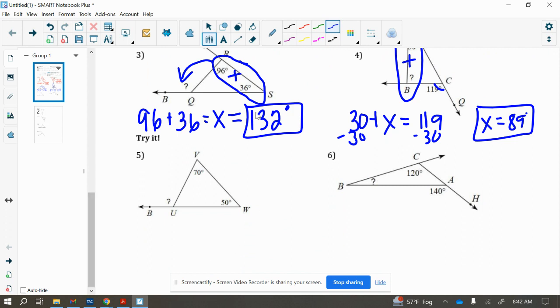There are two examples for you to try. First, find the exterior angle in number 5, and then find one of the remote interior angles in number 6.